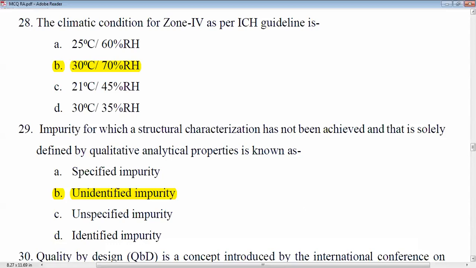So the correct answer for this multiple choice question, the climatic condition for zone 4 as per ICH guideline, is option B, 30 degrees centigrade, 70% relative humidity.